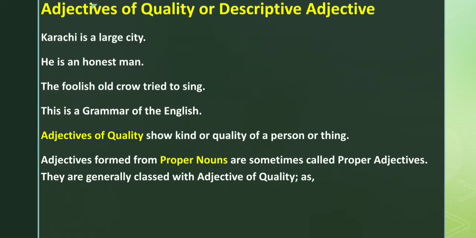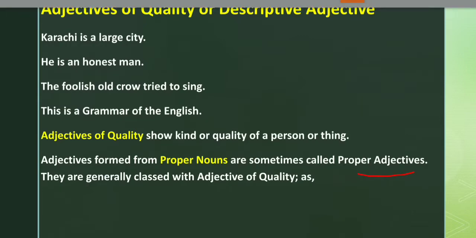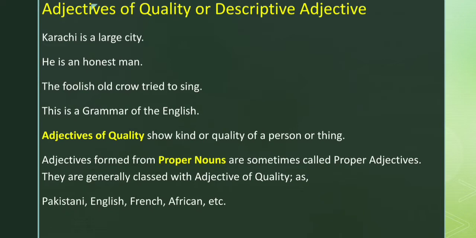Next we have adjectives formed from proper nouns, which are sometimes called proper adjectives, and they are generally classed with adjectives of quality. How? Now we have examples like Pakistani, English, French, African, etc. These are all called proper adjectives because they are formed from proper nouns.